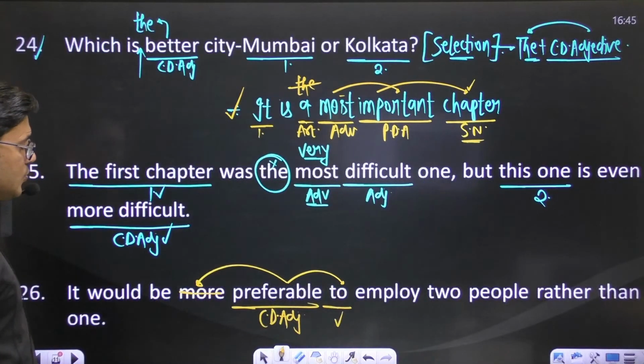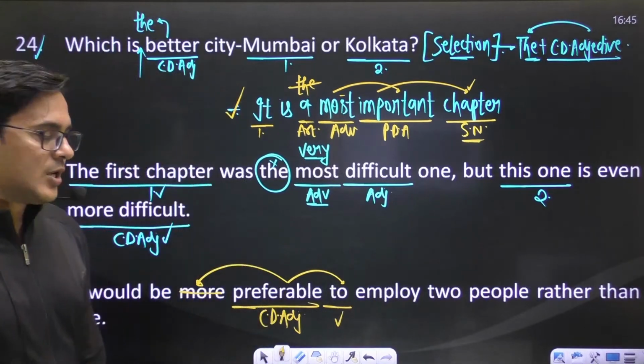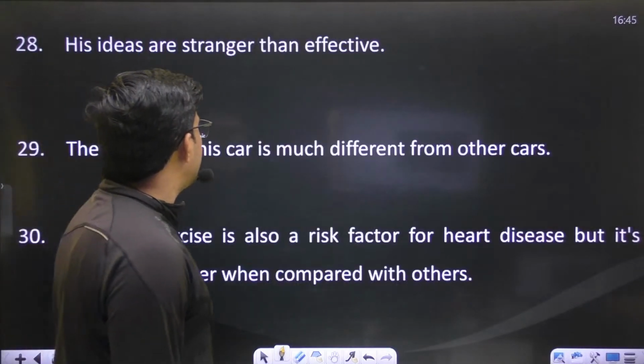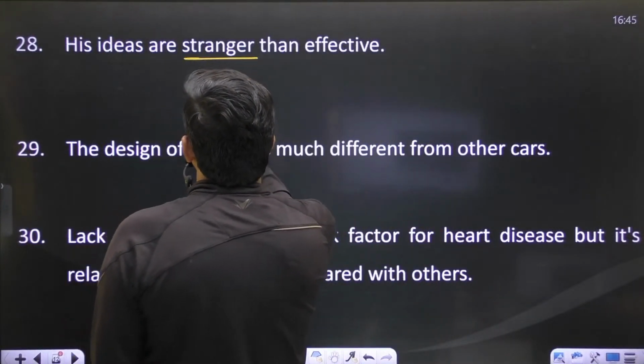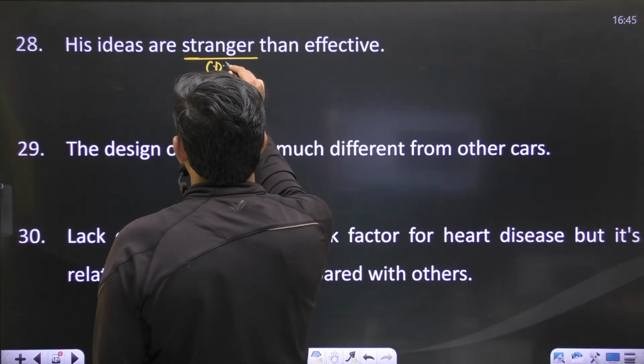Preferable demands two. Junior, senior, anterior, posterior, all these adjectives demand two. So the sentence will be like, it would be preferable to employ two people rather than one. Okay, move to the next one. His ideas are stranger than effective. Okay, this is an adjective of comparative degree.